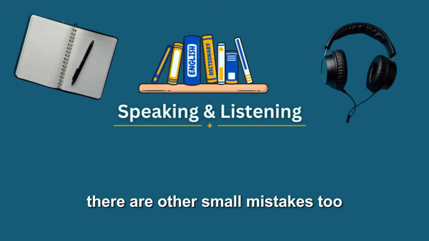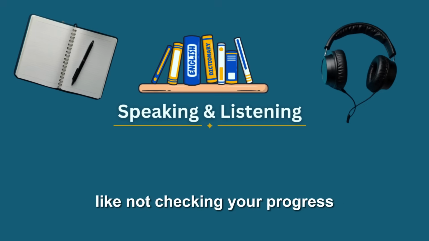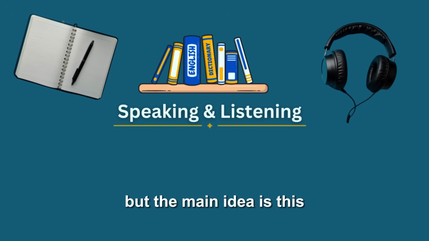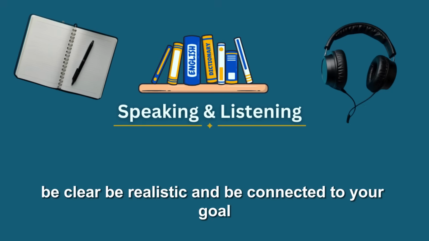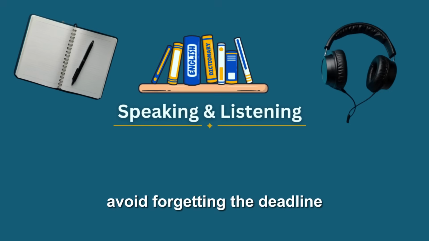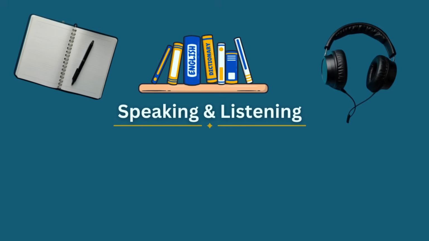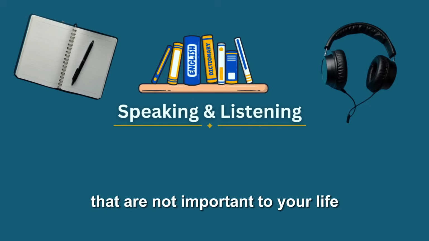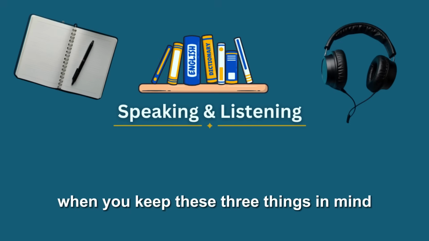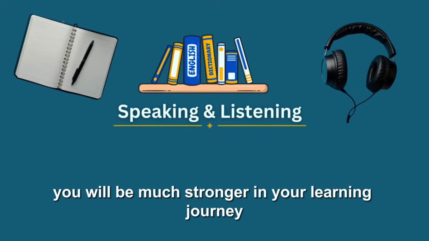There are other small mistakes too, like not checking your progress or not being patient with yourself. But the main idea is this: be clear, be realistic, and be connected to your goal. Avoid setting a goal that is too big. Avoid forgetting the deadline. And avoid choosing goals that are not important to your life. When you keep these 3 things in mind, you will be much stronger in your learning journey.